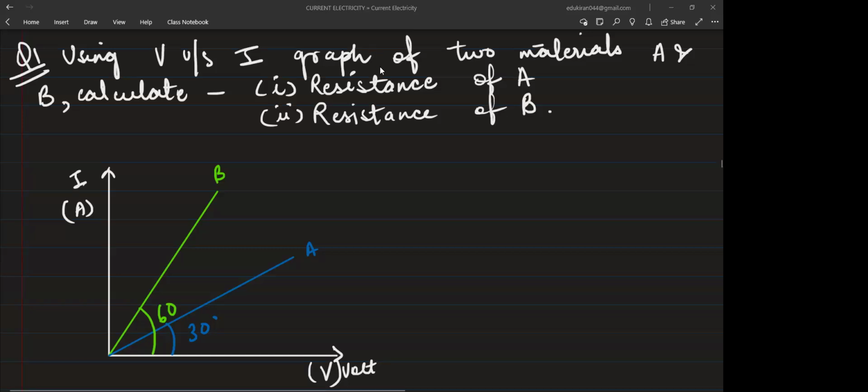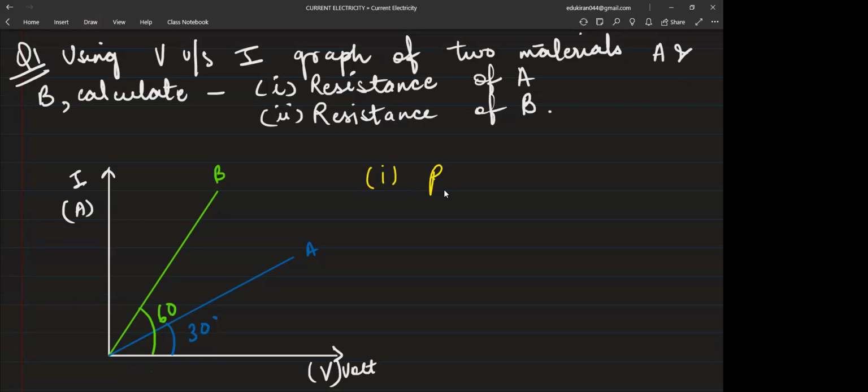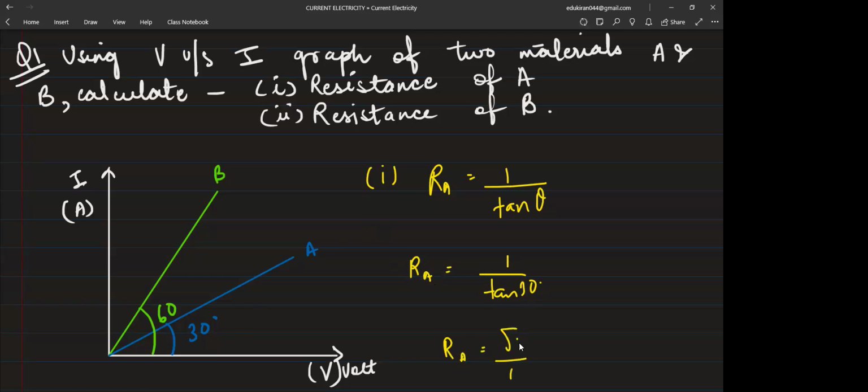Okay, so first you got 1 by root 3, B as root 3. Let's check it. See, in the first example, the resistance of A. So this is I versus V graph. So resistance will be given by 1 by tan theta. If it was V versus I, then the resistance would have been tan theta. So what will be RA? This will be 1 by tan 30 degrees. So RA will be 1 by 1 by root 3, root 3 will go up. Answer is root 3 ohms.